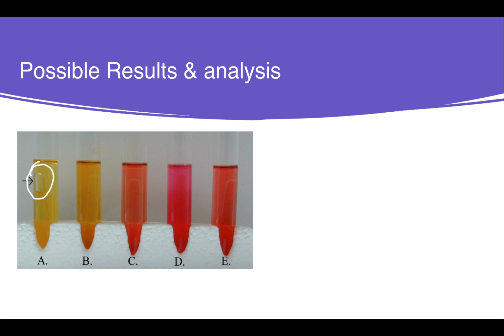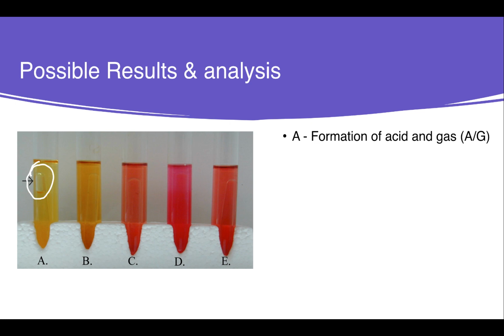This means that because it's yellow, it fermented the sugar and turned the medium to more of an acidic pH, which causes it to turn yellow. And that bubble indicates gas production. Therefore, A is the formation of acid and gas, and we use the designation AG.